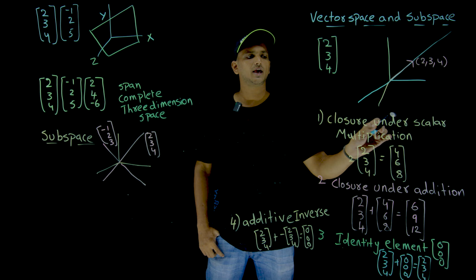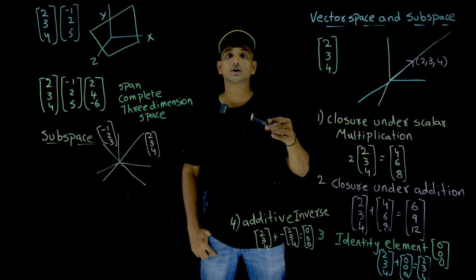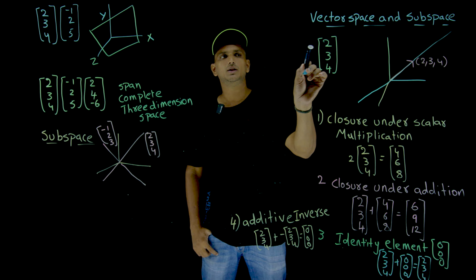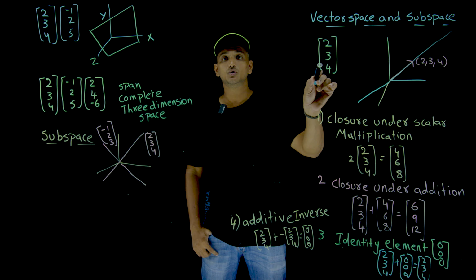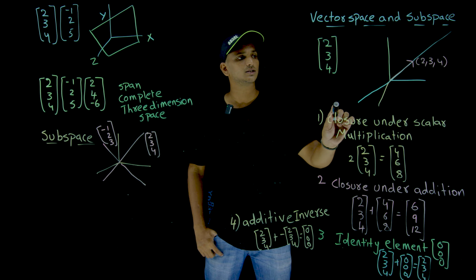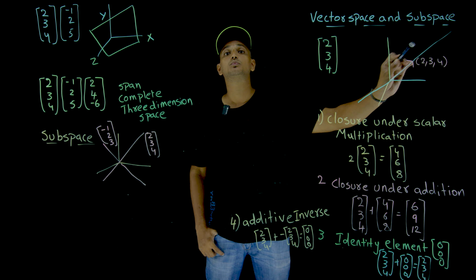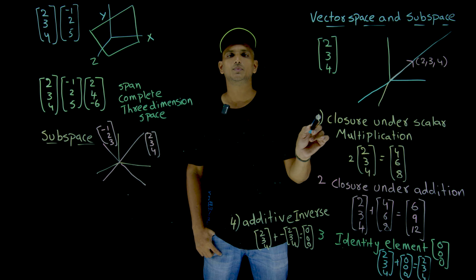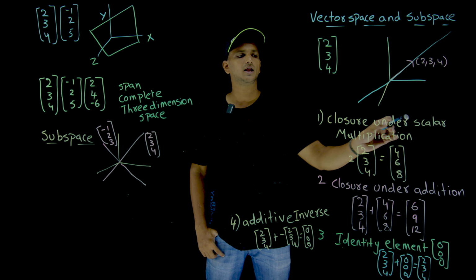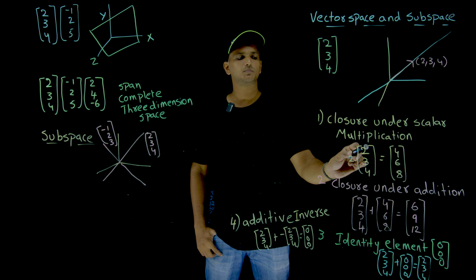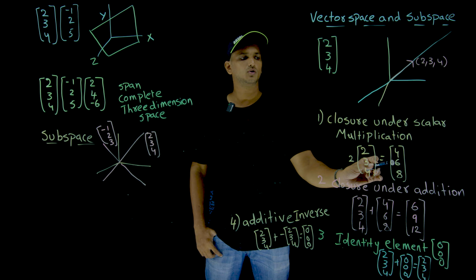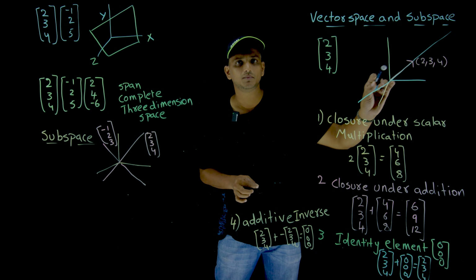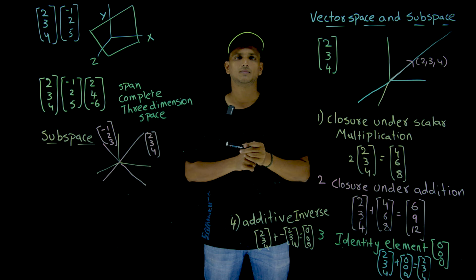Closure under scalar multiplication. Closure means you take this vector, you do scalar multiplication. Whatever new vector we get, that should be in the same line, same space. That is what closure means. Closure under scalar multiplication: 2 multiplied by 2, 3, 4, you get a vector 4, 6, 8 which is on the same line, which means on the same space.